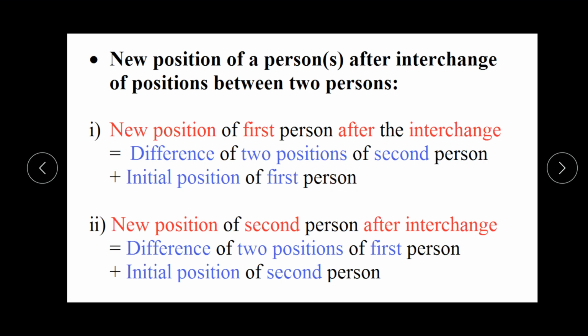If the first person's position is given, that time we will have to find out the second person's new position. If the second person's new position is given, that time we will find out the first person's new position. Here it is also given: new position of first person after the interchange is equal to difference of two positions of second person plus initial position of first person, and vice versa. New position of second person after interchange is equal to difference of two positions of first person plus initial position of second person. Let's understand this with an example.